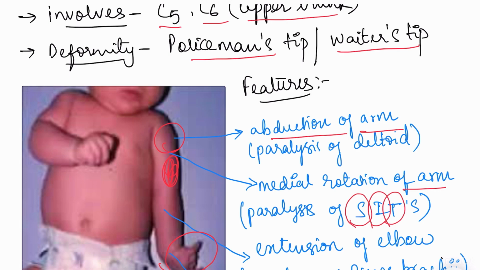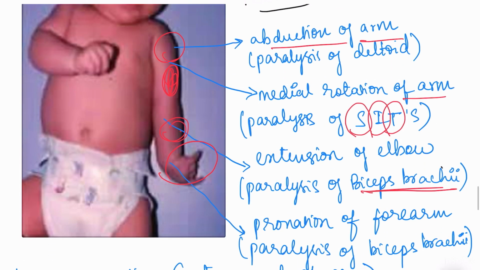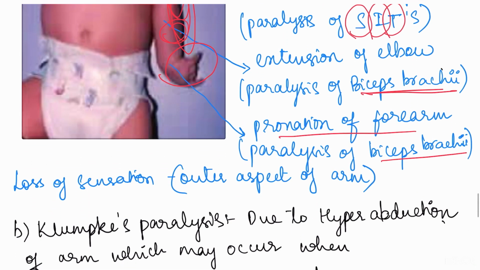There is also extension of the elbow. This extension of the elbow occurs due to paralysis of the biceps brachii. And there is also pronation of the forearm, due to paralysis of the biceps brachii muscle. And in sensations, there is loss of sensation in the outer aspect of the arm. So these are the important features of Erb's paralysis or upper plexus injury.